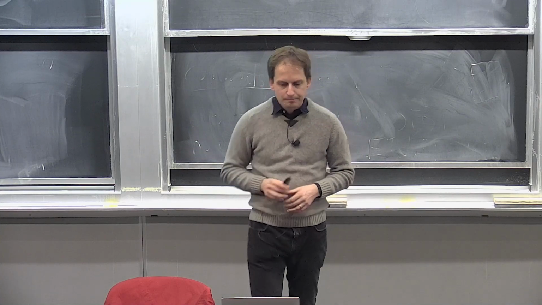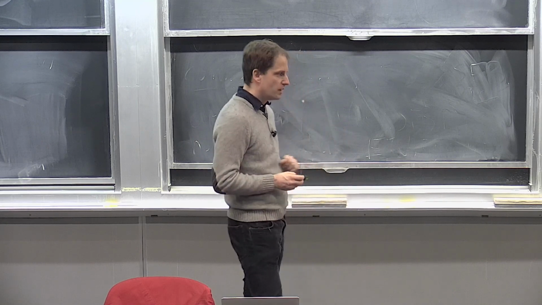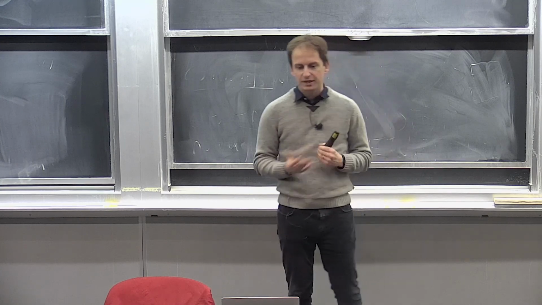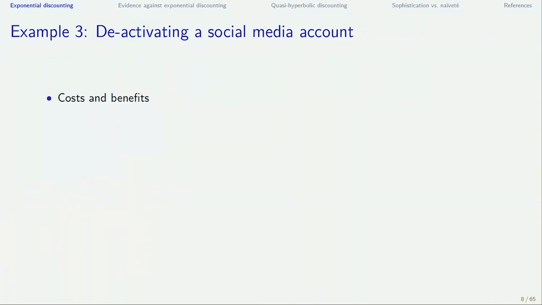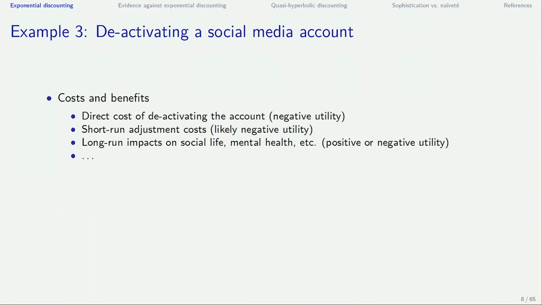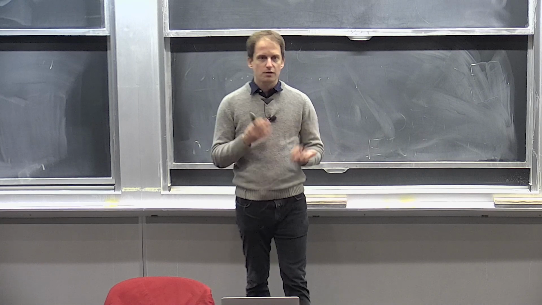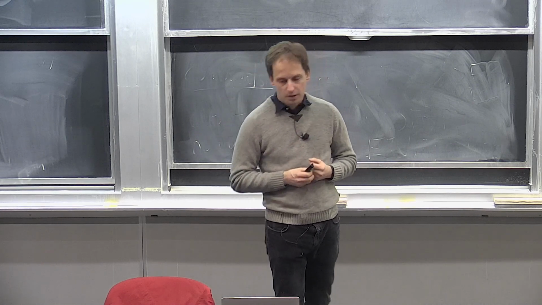There's another choice, which we're actually going to talk about when we talk about welfare and about policies. Overall, it's deactivating a social media account, in part because there's a very nice study that studies precisely that. If you think about deactivating a social media account, Facebook, Twitter, Instagram, whatever people are using, there are different costs and benefits involved, and you can argue about what those are.